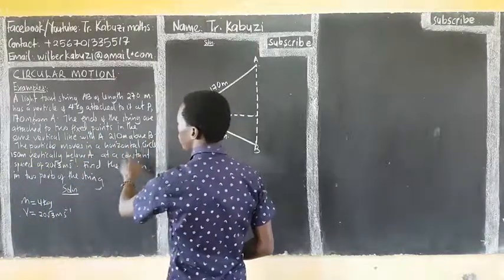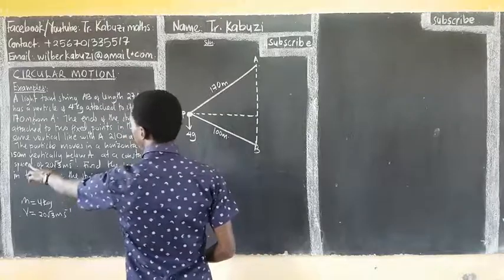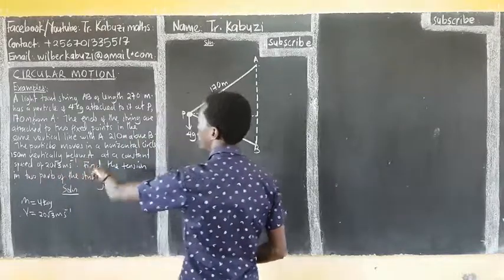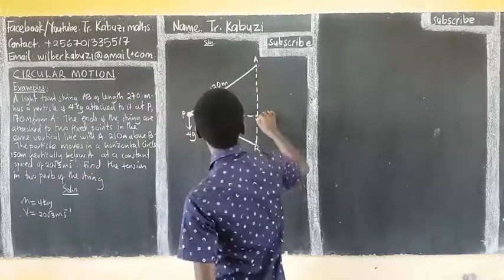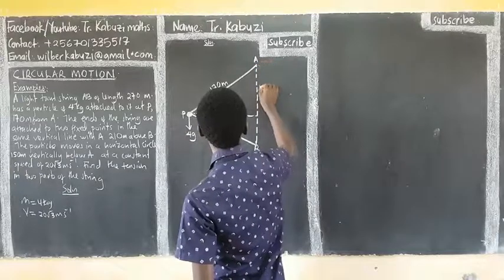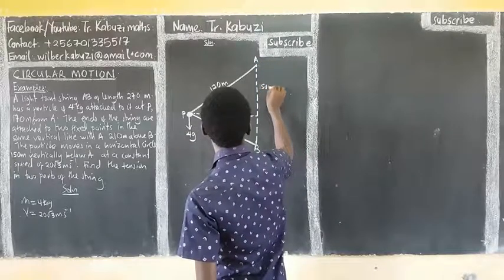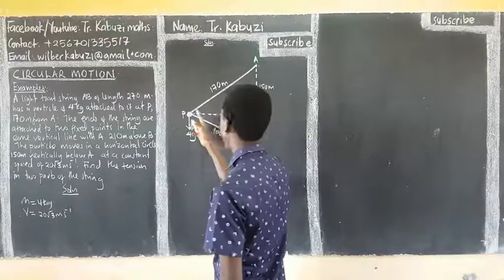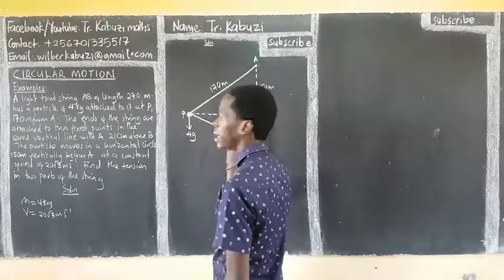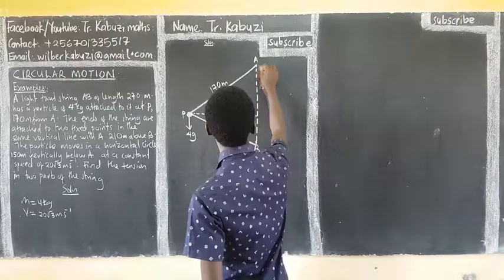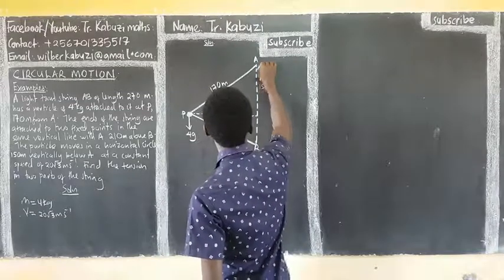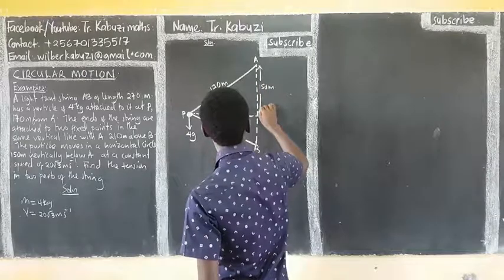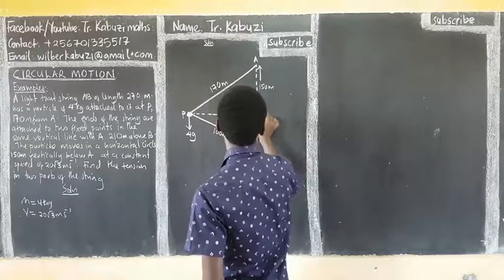So if we have that as the case, they're telling us that the particle moves in a horizontal circle 150 meters vertically below A. So this is A, and the circle is 150 meters below A. Remember, this one is moving in the circle. So from here up to here, they are telling us that it's 150.